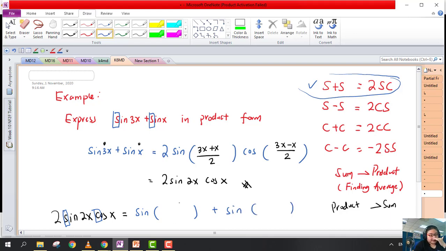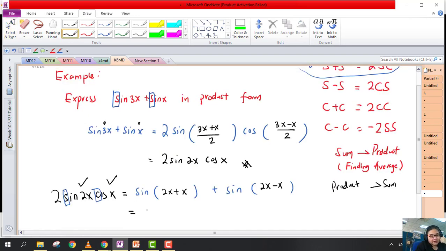Okay, so if product to sum, you don't need to find the average, you just straight away find the summation of the angle. So your angles are 2x and x. So it will become 2x plus x, and then this one will become 2x minus x. So try to simplify it again. So you find that it equals sine 3x plus sine x. Is it the same? Okay, maybe let us proceed to another example.